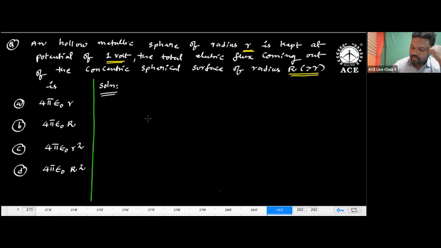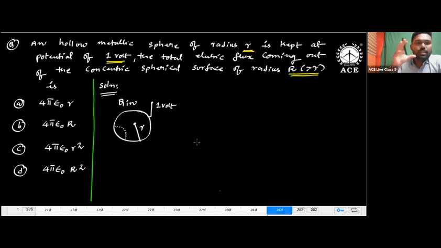Observe here carefully. There is a sphere, beta, whose radius is r, and it is connected to the potential of 1 volt. And what is the charge induced on this one? I'll call it Q induced.